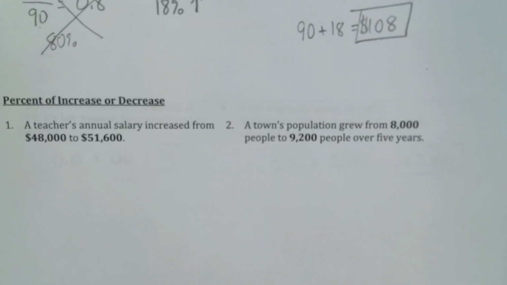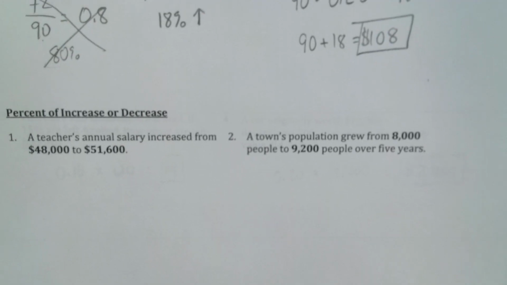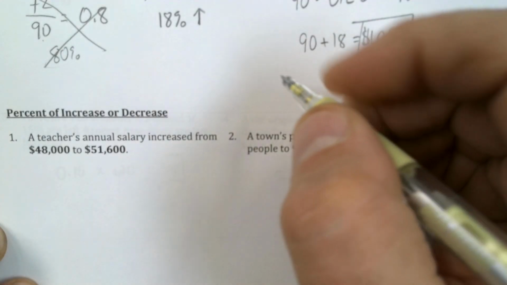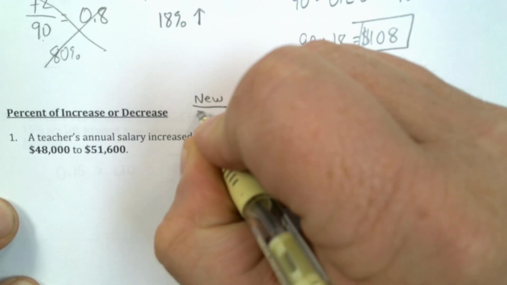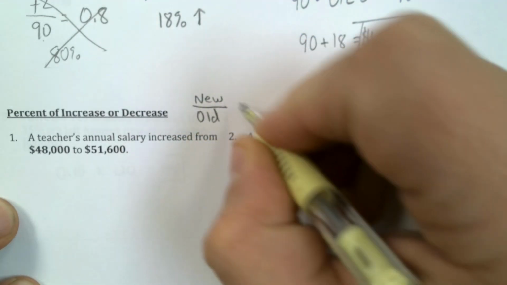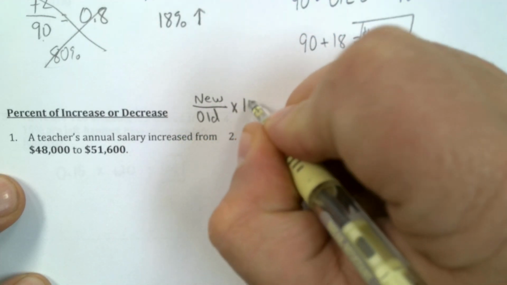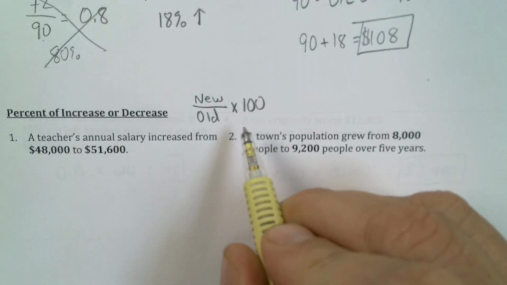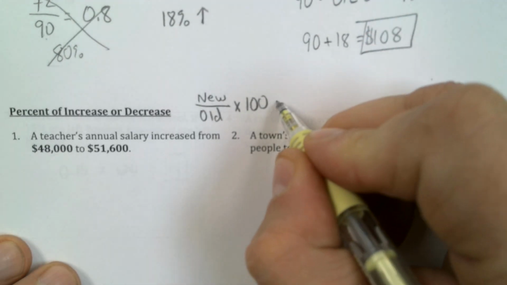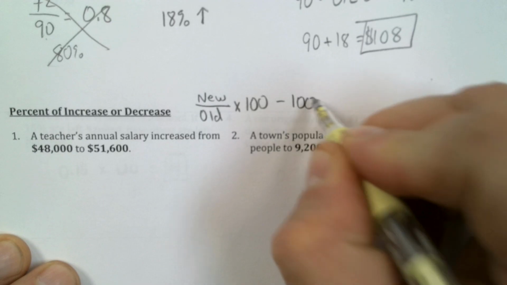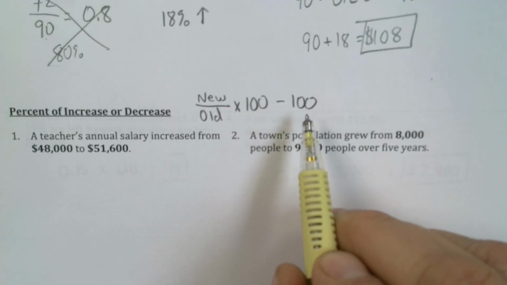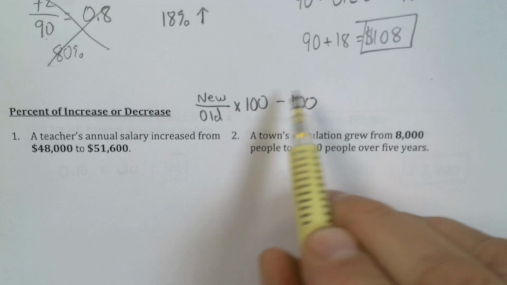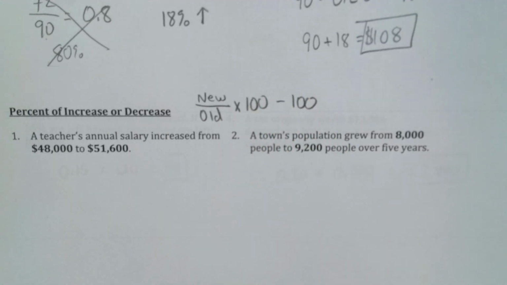All right. So for this last part, we're going to talk about percent of increase or decrease. And I have an equation here that works for this. So what you're going to do is you're going to take the new value, you're going to divide it by the old value. And then you're going to multiply it by 100. That's going to change it into a percent. And then you're going to subtract 100 from it. And this will tell you whether it's an increase or a decrease. And so this minus 100 really works well. I'll show you how this makes sense.